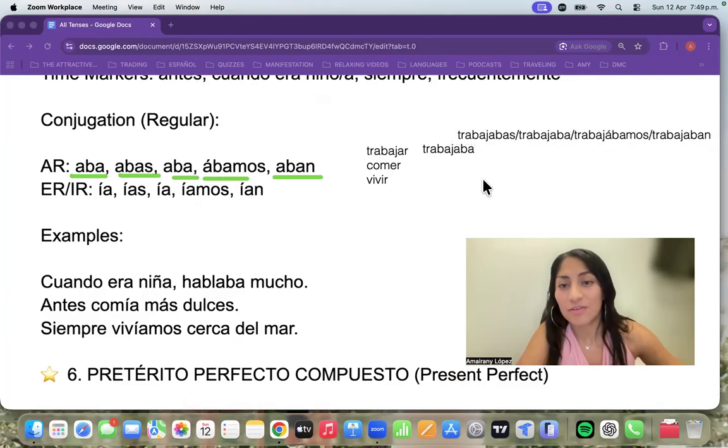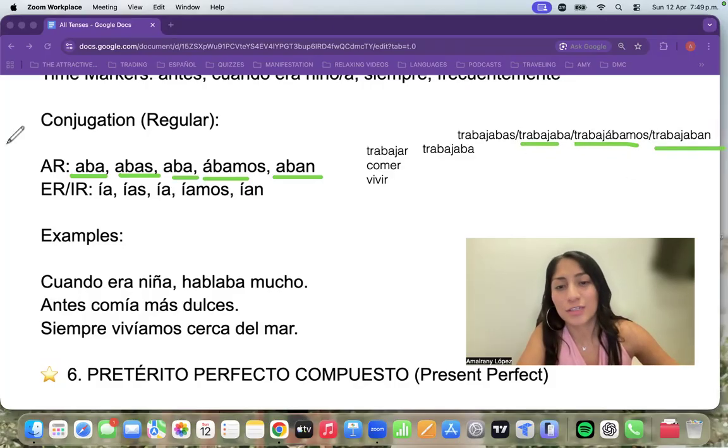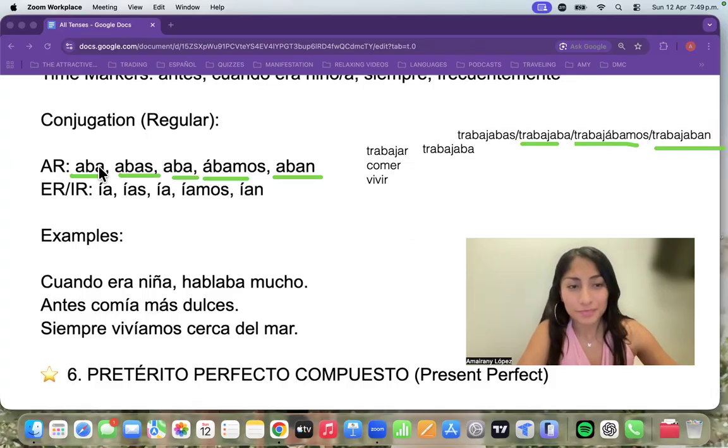So then we have I used to work, you used to work, he or she used to work, we used to work, and they used to work. Okay. Now comer, we drop again the ER ending, the IR ending, the AR ending, all of that, and then we adjust it accordingly.